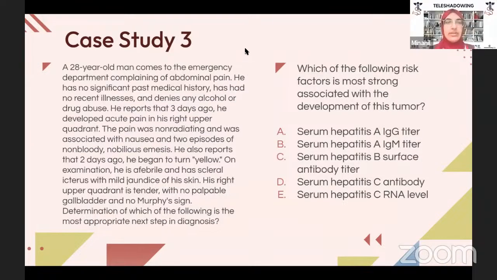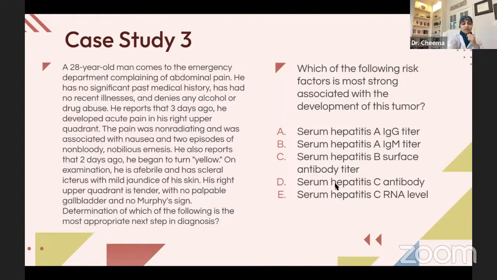In case study 3, a 28-year-old man comes to the emergency department complaining of abdominal pain. He has no significant past medical history, has had no recent illnesses, and denies any alcohol or drug abuse. He reports that 3 days ago he developed acute pain in his right upper quadrant. The pain was non-radiating and was associated with nausea and 2 episodes of non-bloody, non-bilious emesis. He also reports that 2 days ago he began to turn yellow. On examination, he is afebrile and has scleral icterus with mild jaundice of the skin. His right upper quadrant is tender with no palpable gallbladder and no Murphy's sign. Determination of which of the following is the most appropriate next step in diagnosis?